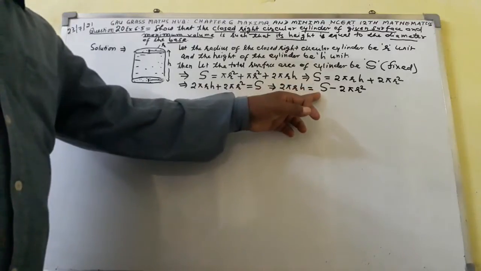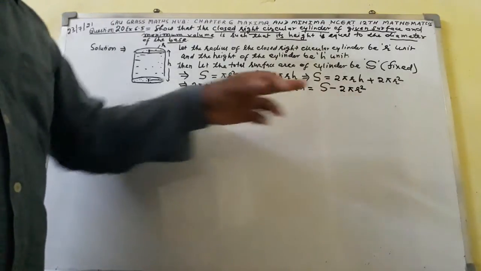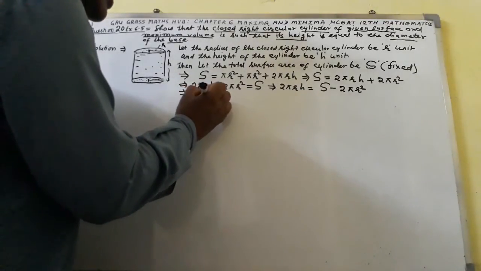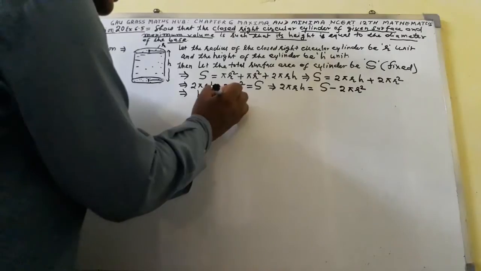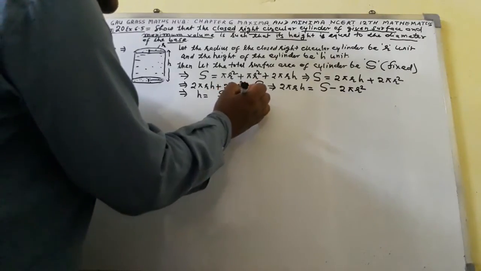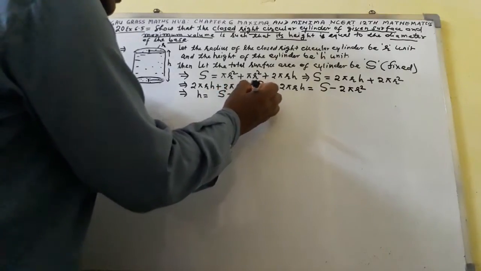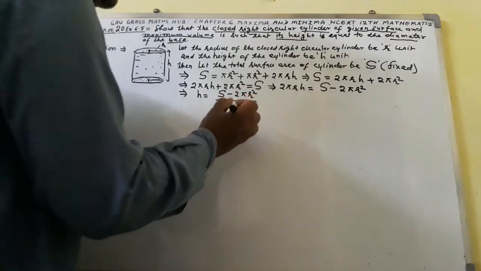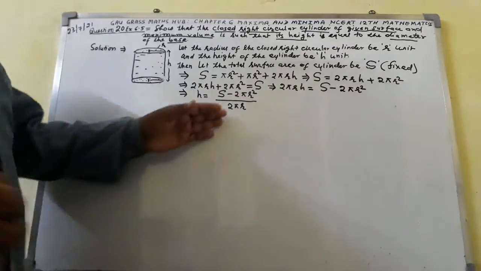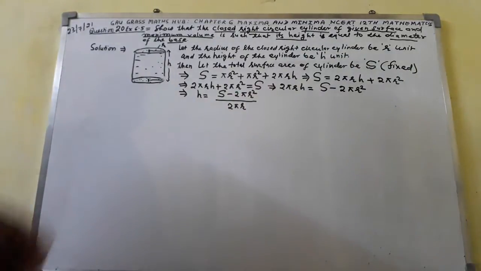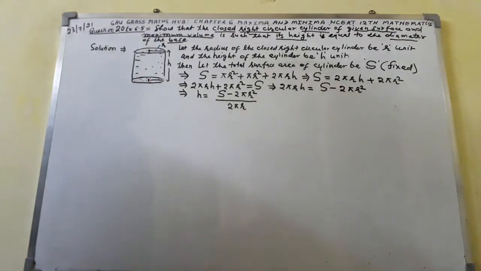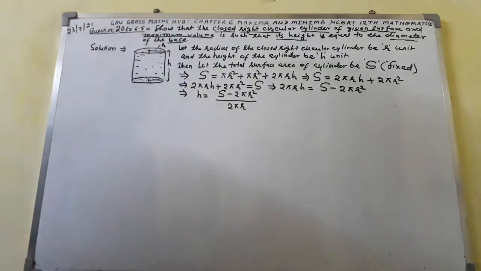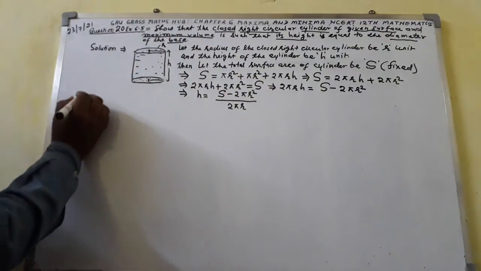Capital S minus 2 pi r square we have got. So here again I shall write H equal to S minus 2 pi r square whole over 2 pi r. This thing you have got. Now what we said, maximum value.